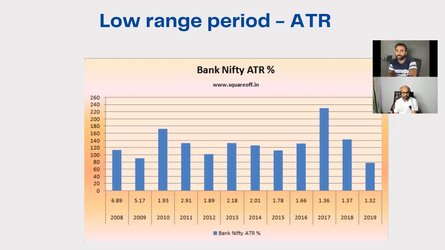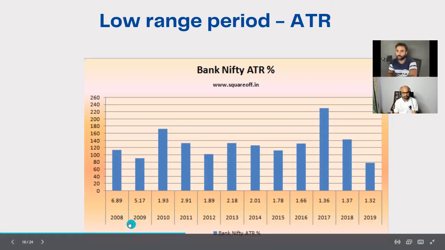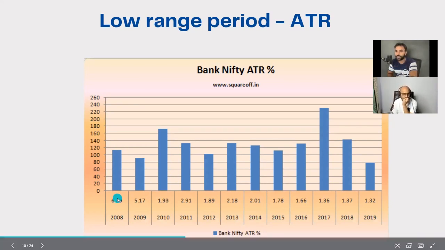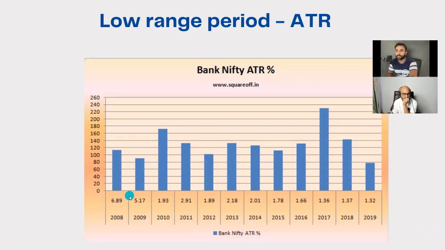This chart shows the year-wise data from 2008 to 2019, and these bars are nothing but the number of days that it moved in those ATR terms. For example, in 2008, the average ATR level was around 6.8. So Nifty was moving more than 6% on a day-to-day basis. Almost 120 days, Nifty ATR was more than 6%.